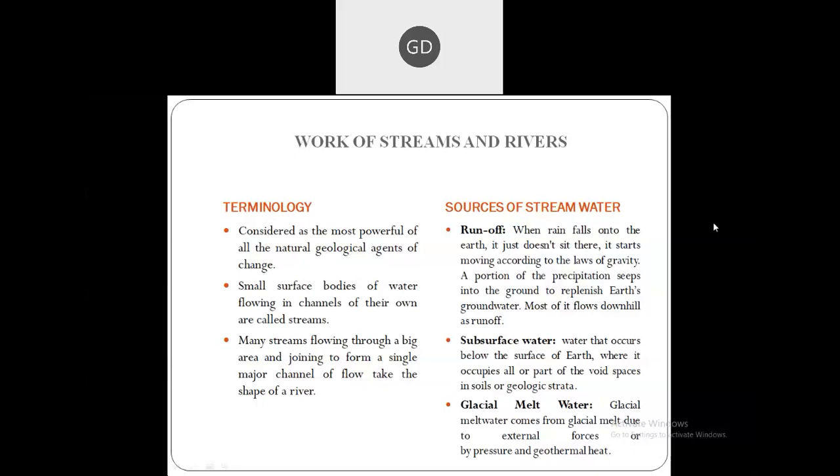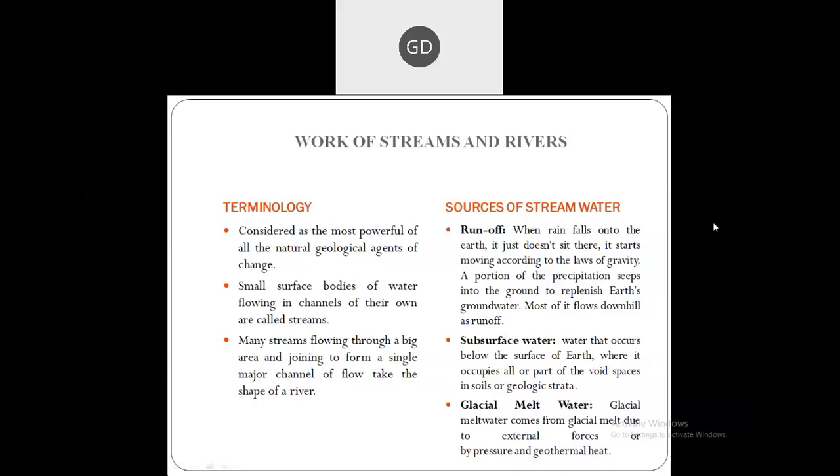So what are actually the sources of stream water? There are three sources of stream water. Number one is runoff. What is runoff actually? The part of the precipitation that continues flowing over and above the surface of the earth through the channels. This term is runoff, and it makes a very big source of water for these streams and rivers. Whatever part of precipitation flows over the surface of the earth, that is your runoff.